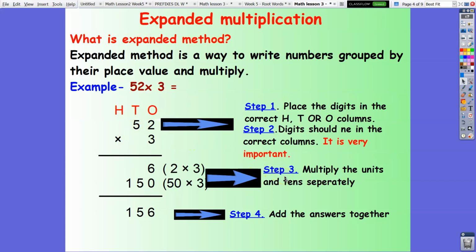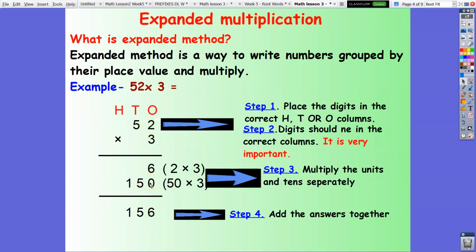Step 3, you have now to multiply the units by the multiplier. For example, the ones place here is 2. So 2 times 3. Then write the answer. The answer is 6. Then the next step is to multiply the tens again by the multiplier 3. So 5 times 3 is 15. Remember, 5 here is 5 tens. That means it's 50. So 50 times 3 is 150. We just add the 0 here. For a while, we ignore the 0. We multiply the numbers. Then afterwards, we add the 0.